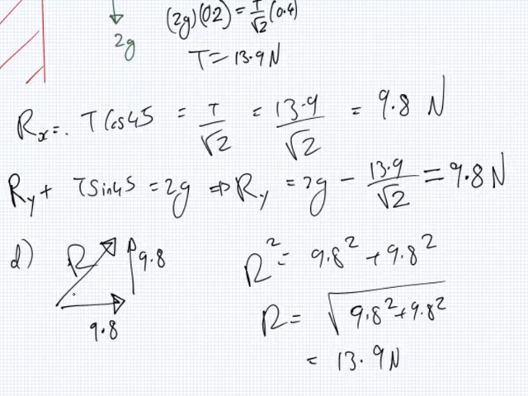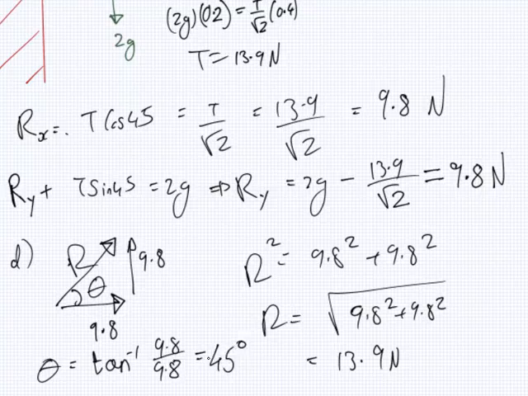And then I also now want the angle. How can I find the angle? Tan inverse of 9.8 over 9.8, which is 45. Okay. Can we say that 13.9 times cosine theta equals the horizontal component and then solve for theta? Yeah, if you wish. It's not how I would do it. It's your time to waste.